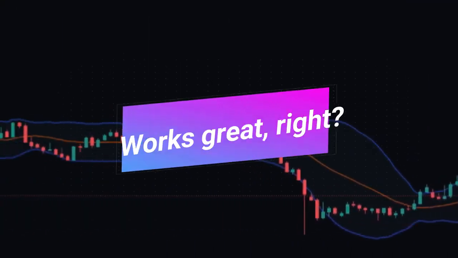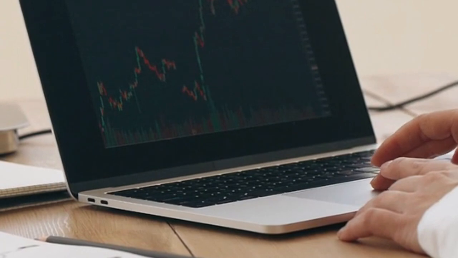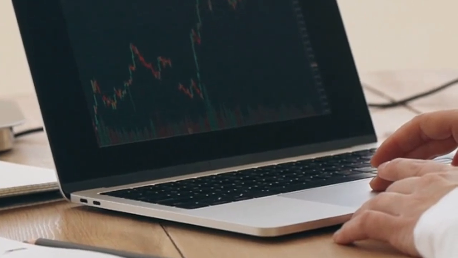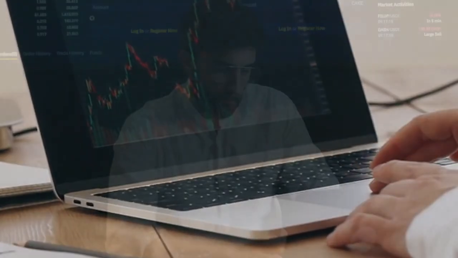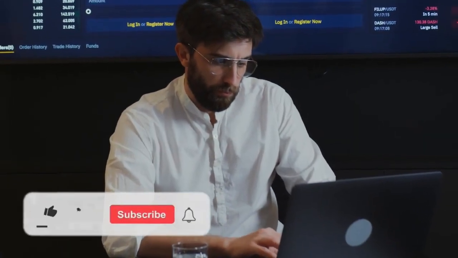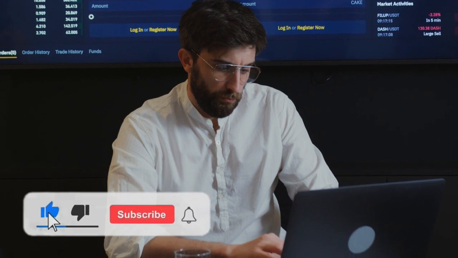Works great, right? But remember, you need to check the candlestick from time to time to confirm whether there is enough volume or not. Don't blindly enter a deal and forget, okay? Because price action is very important in this strategy.